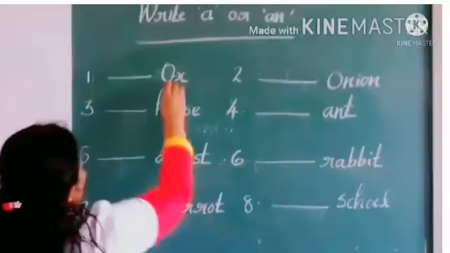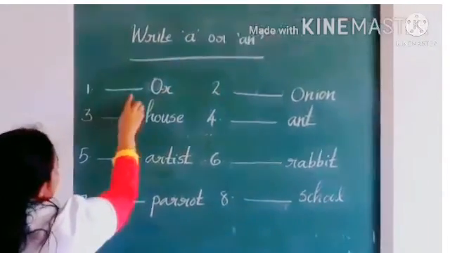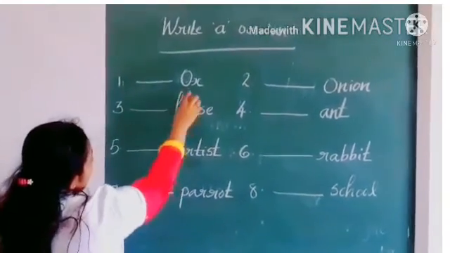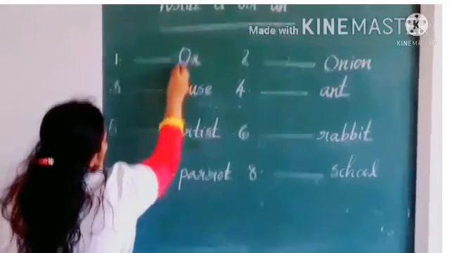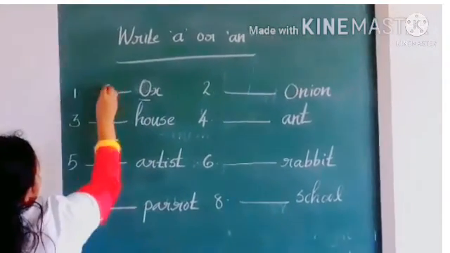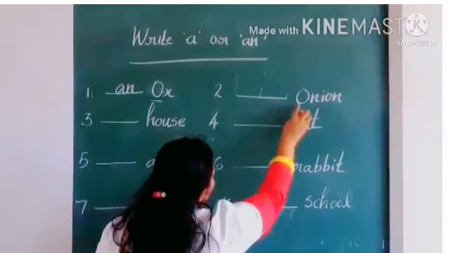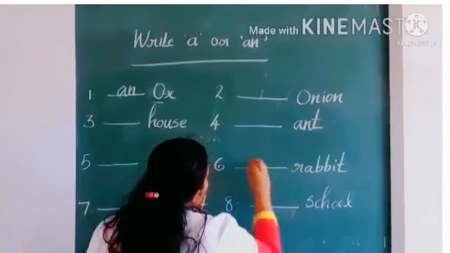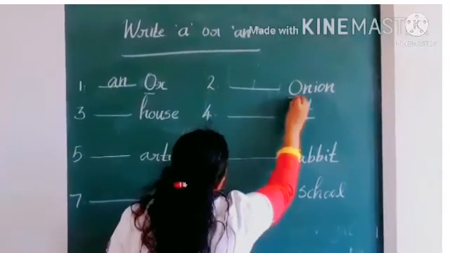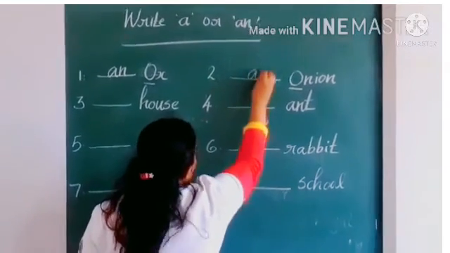Look at the board. Write A or an. The first word, dash ox. Here the word ox starts with the letter O. So O is a vowel sound. So before that we can use an. And the second one, dash onion. Onion is the word starting with the letter O sound. So before that we can use an.